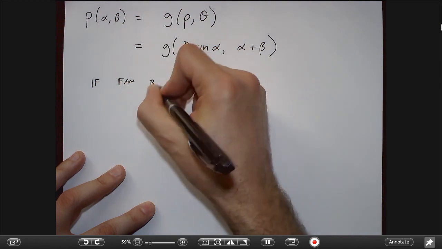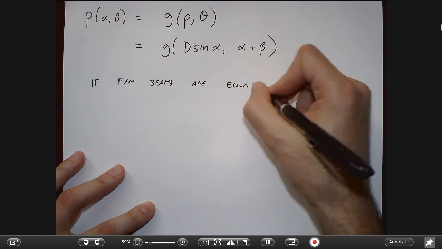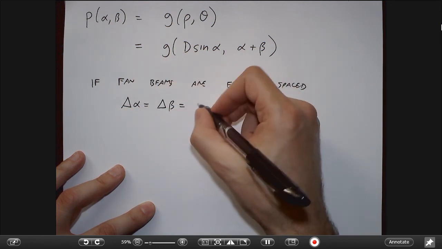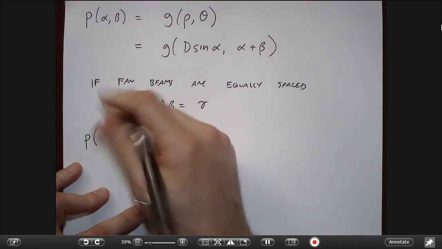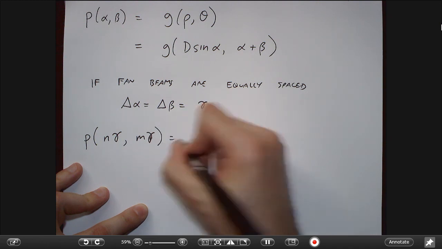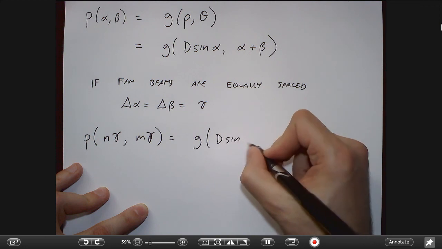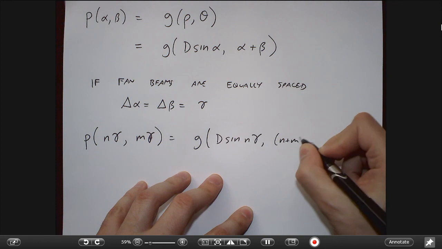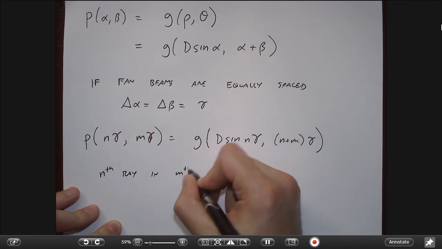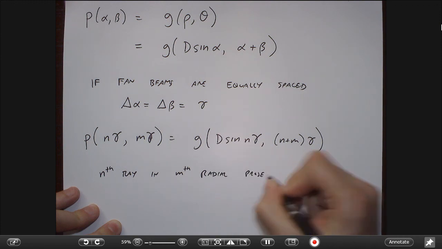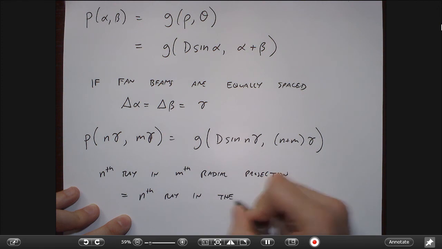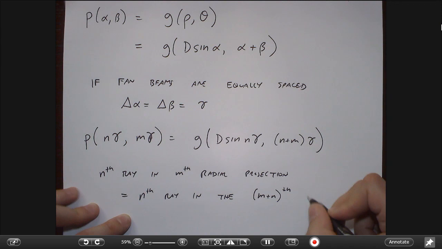And if the fan beams are equally spaced, so suppose that I have some really fine spacing of fan beams where my delta alpha and my delta beta is some angle gamma, then that's like saying that alpha corresponds to some multiple of gamma, n gamma, beta corresponds to some other multiple of gamma, m gamma, and then this here corresponds to sine of n gamma, and this corresponds to (n plus m) gamma. So this is like saying that the nth ray in the mth radial projection is the same as the nth ray in the (m plus n)th parallel projection.